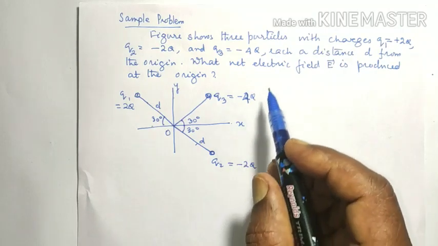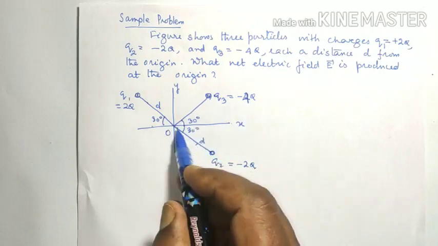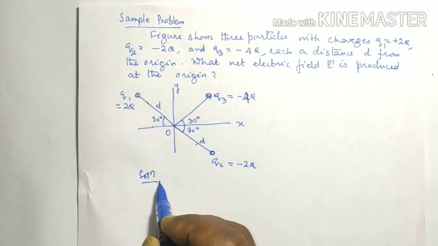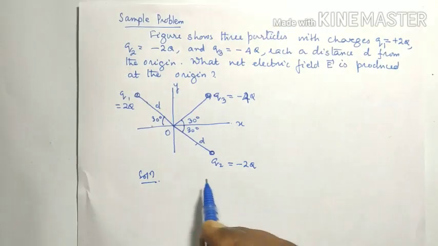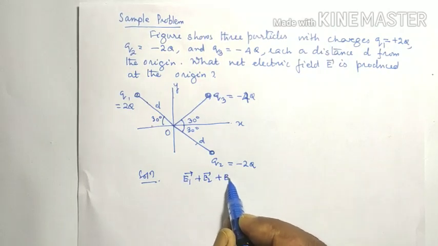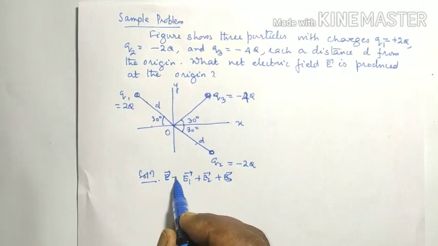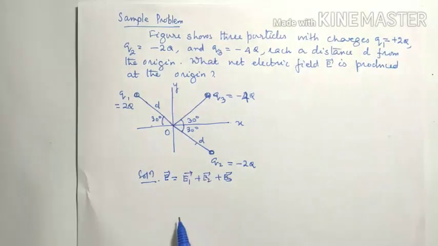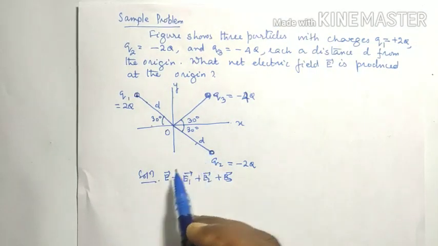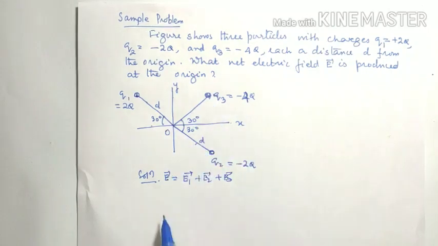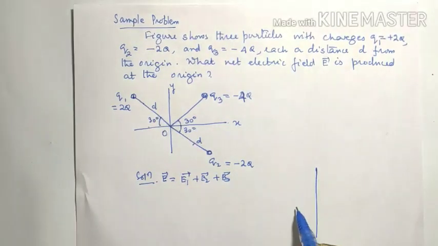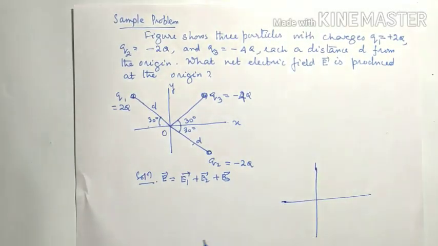So how can we find the electric field E at the origin? The net electric field at O can be found by the sum of three vectors, E1 plus E2 plus E3, which is equal to E, the net electric field at the point O. E1 is the electric field due to Q1, E2 is due to Q2, and E3 is due to Q3. Then we show the directions of the E1, E2 and E3 vectors.